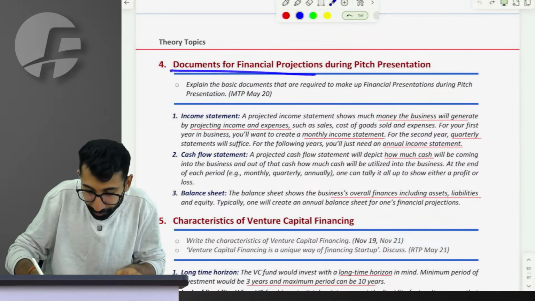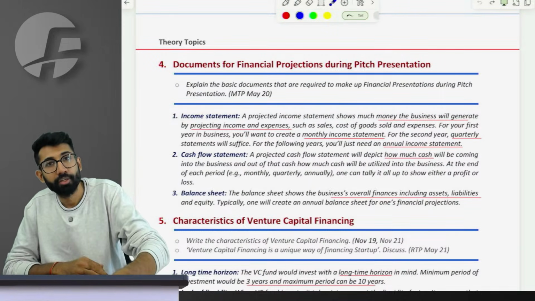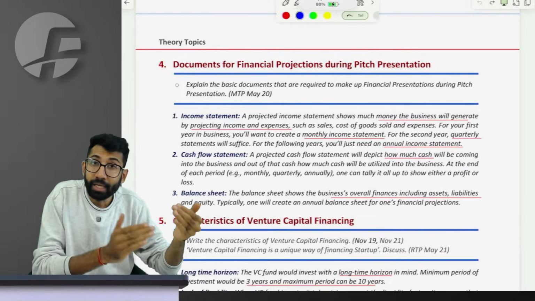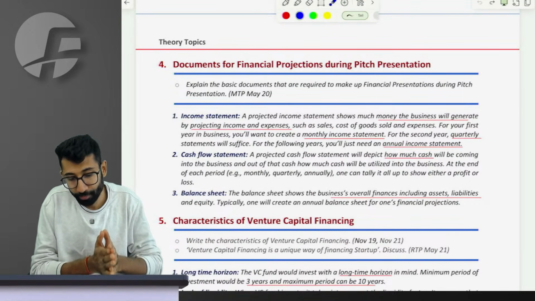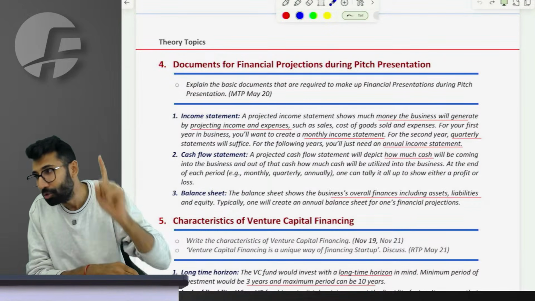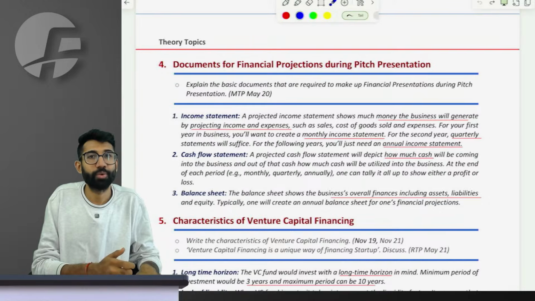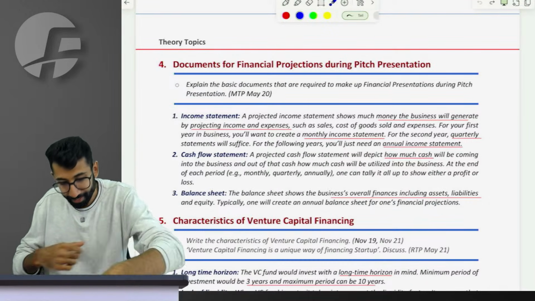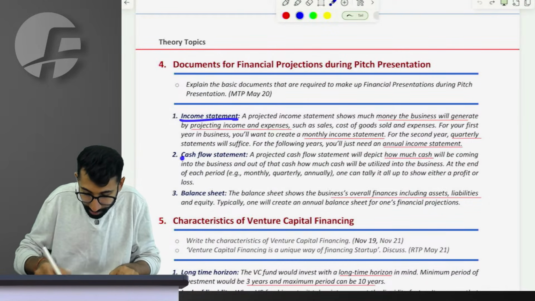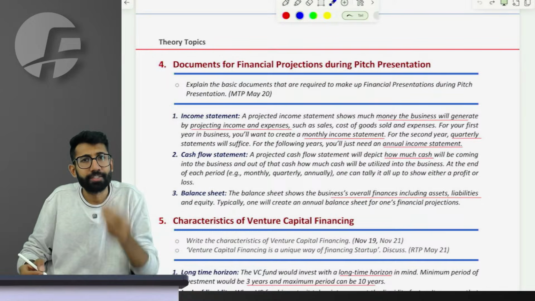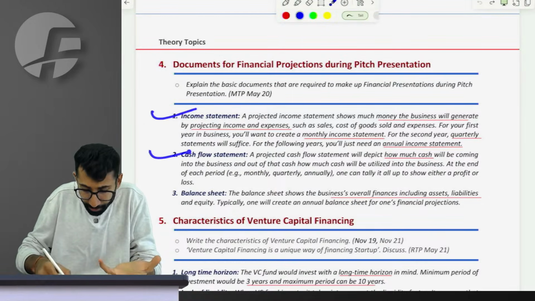Next is documents for financial projection. When it comes to projecting the milestones, what documents do you require? No one better than you as a CA student can answer this question. Please try to guess. They are saying present the income statement, cash flow, and balance sheet. Simply write down what these statements tell you.